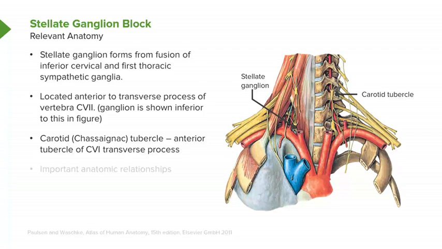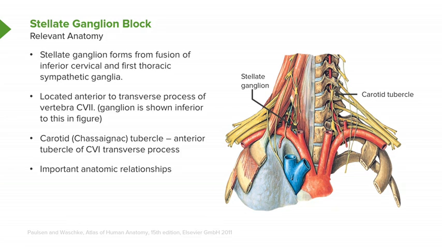This is an important landmark in the performance of the stellate ganglion block because the physician performing this procedure will make the injection at this landmark, superior to the stellate ganglion, and then the nerve blocking agent will diffuse inferiorly and ultimately have its effectiveness at the level of the stellate ganglion.